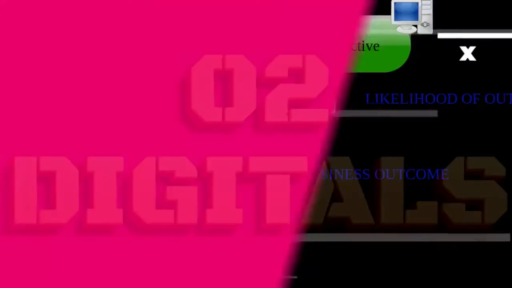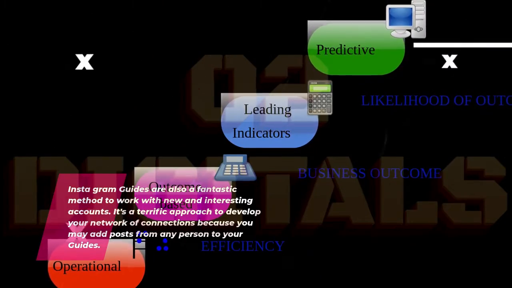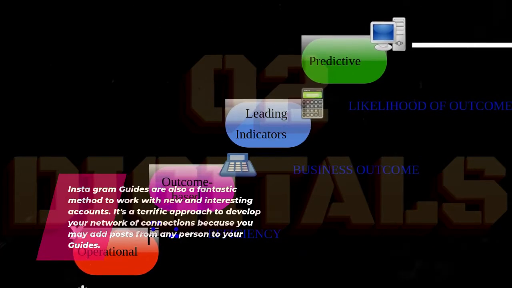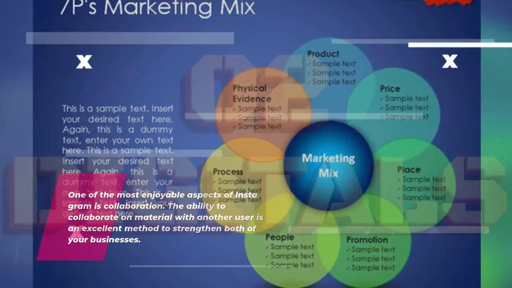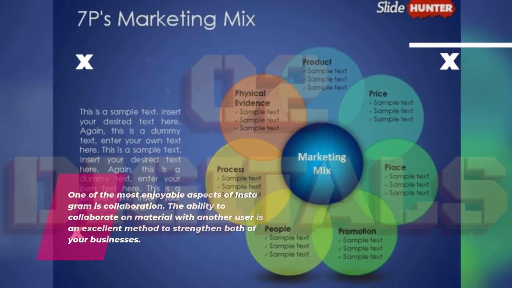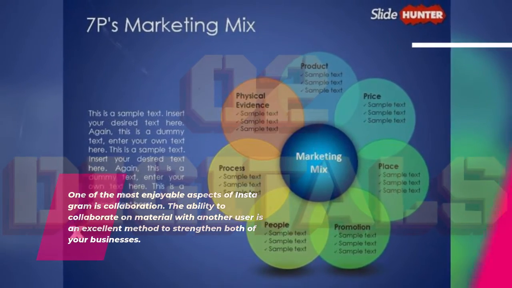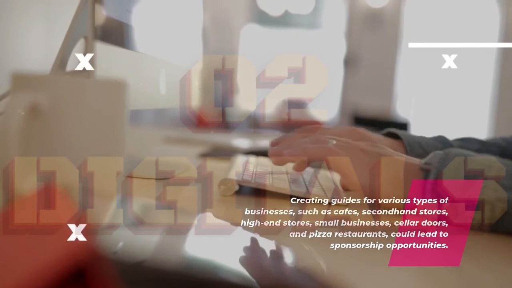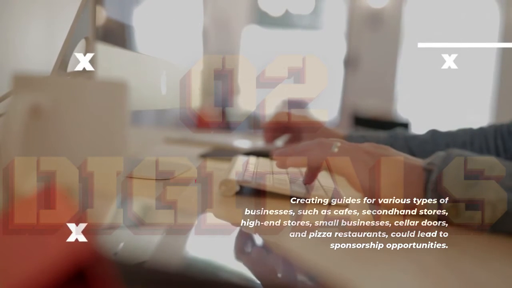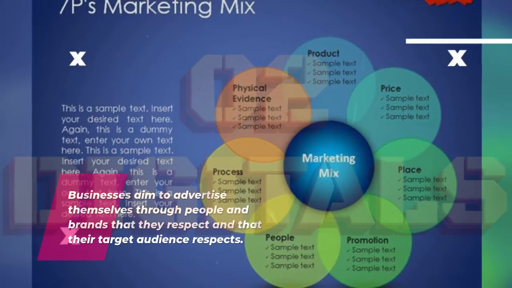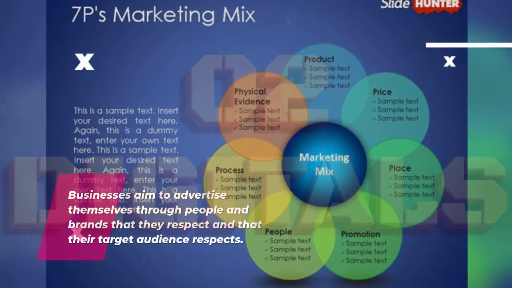Instagram guides are also a fantastic method to work with new and interesting accounts. It's a great approach to develop your network of connections because you may add posts from any person to your guides. One of the most enjoyable aspects of Instagram is collaboration. The ability to collaborate on materials with another user is an excellent method to strengthen both of your businesses. Creating guides for various types of businesses, such as cafes, second-hand stores, high-end stores, small businesses, cellar doors, and pizza restaurants, could lead to sponsorship opportunities.